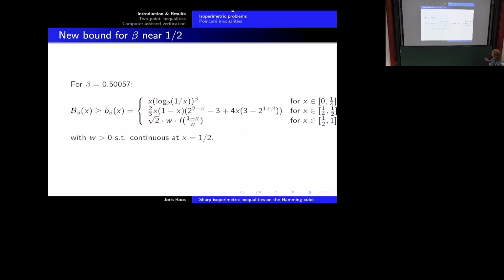So this function is piecewise defined. For x between 0 and 1/4, we're going to take this logarithm. For x between 1/4 and 1/2, we're going to cubically interpolate. That this works is somehow a miracle. And then from x equals 1/2 to 1, we're going to take this interesting rescaling of the Gaussian isoperimetric profile.